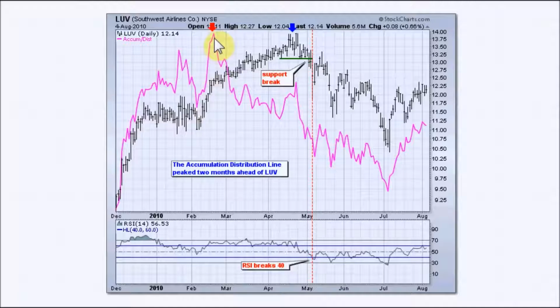But right here, this is where the divergence begins. The AD line starts falling hard, and that was well before the stock actually broke down and broke all of this support. This was the last level of support. Then it went up pretty good to set the high here. But when it broke below this level of support, the AD line crashed, and that was the beginning of the breakdown of all of this support and the beginning of the decline in the stock price.